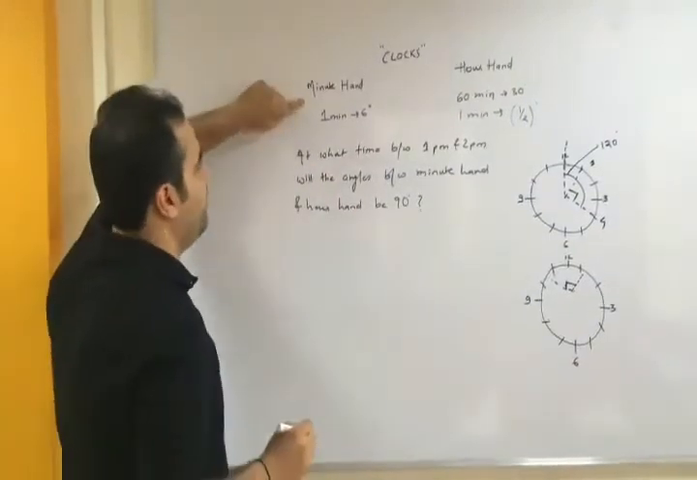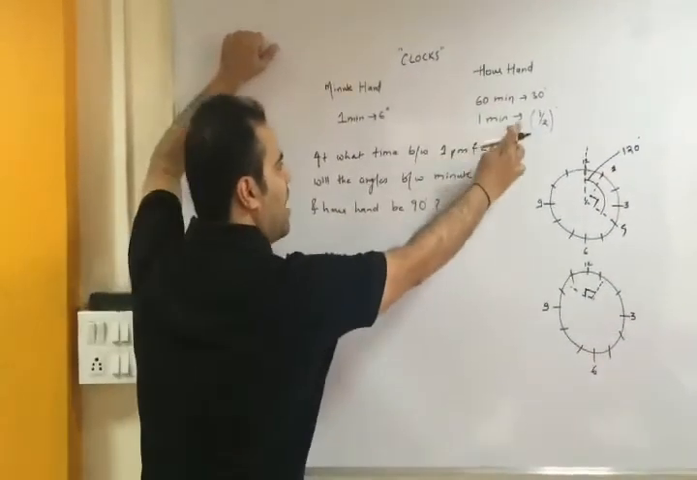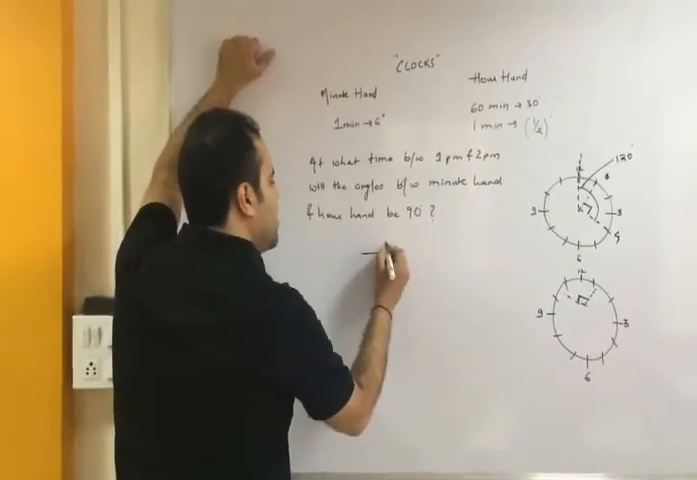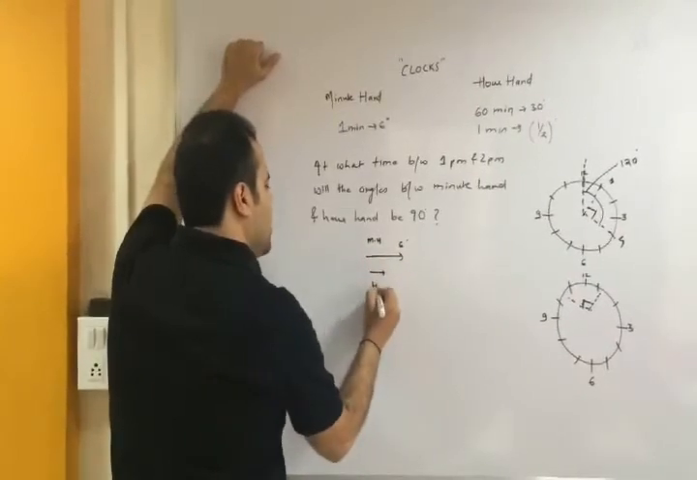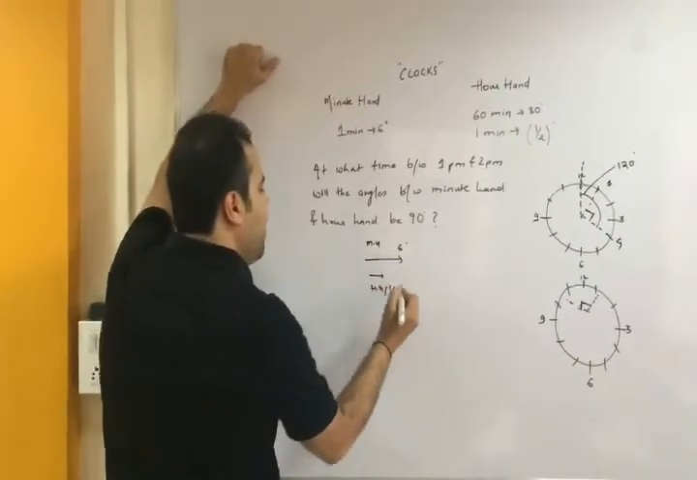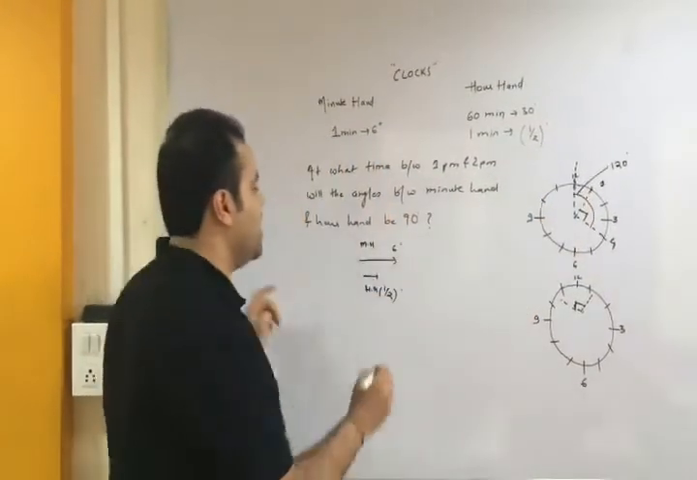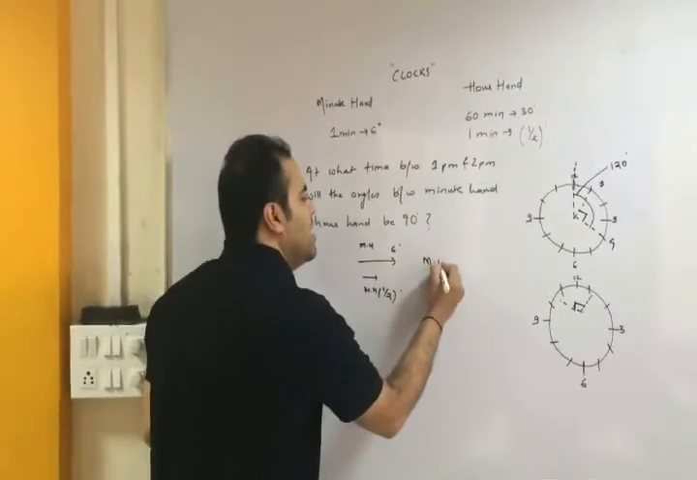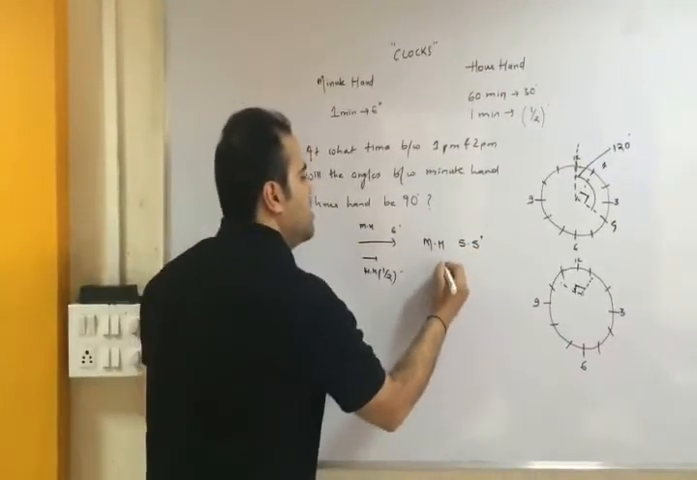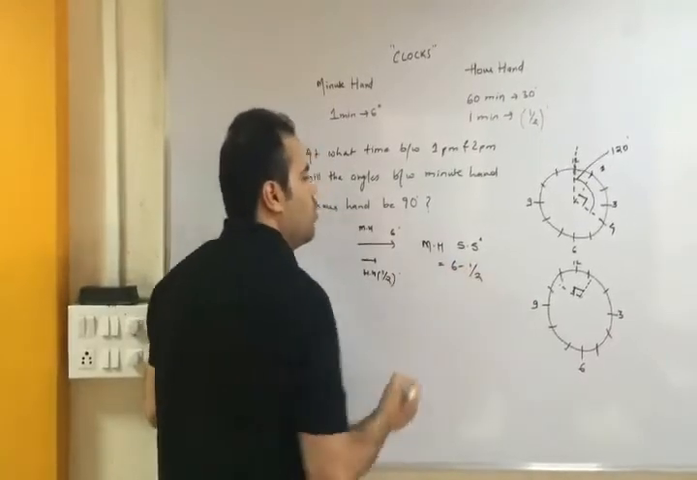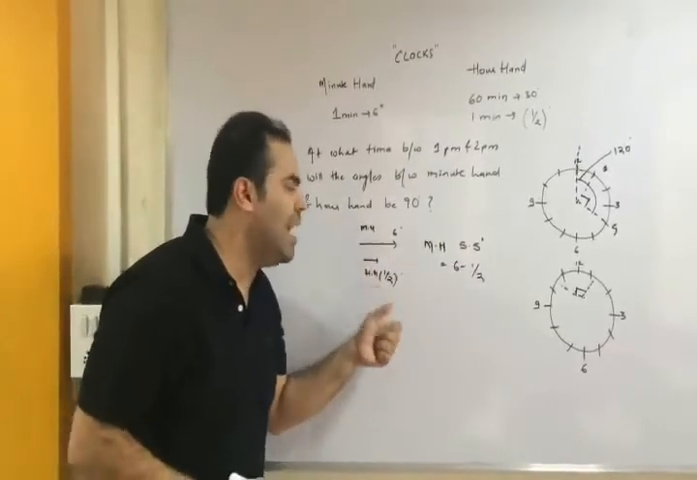Now, we are aware of the basic fact that in 1 minute, the minute hand covers 6 degrees and the hour hand covers half a degree. So effectively, if I am not allowing my hour hand to move at all, what I can say is my minute hand is gaining 5.5 degrees with respect to the hour hand, which is 6 minus half. So my minute hand is gaining 5.5 degrees with respect to the hour hand every minute.